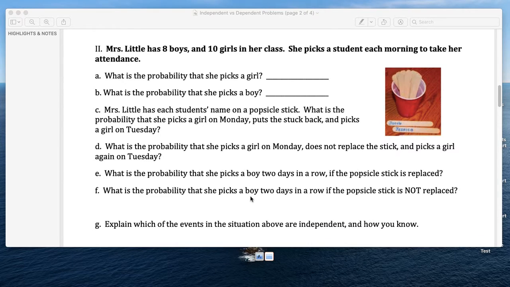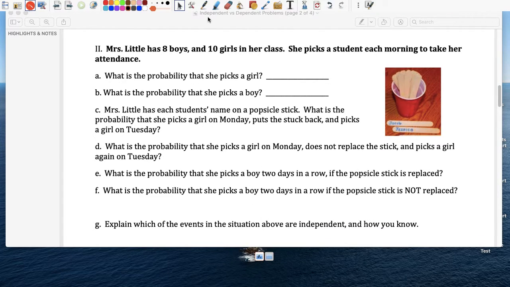Okay, so Miss Little, so this created a little bit of a problem in class, right? I messed up. So let's see if I can fix this. What's the probability she picks a girl? She wants to pick a girl. Probability of picking a girl is 10 out of 18, or 5 out of 9. Probability she picks a boy is 8 over 18, or 4 out of 9, right?